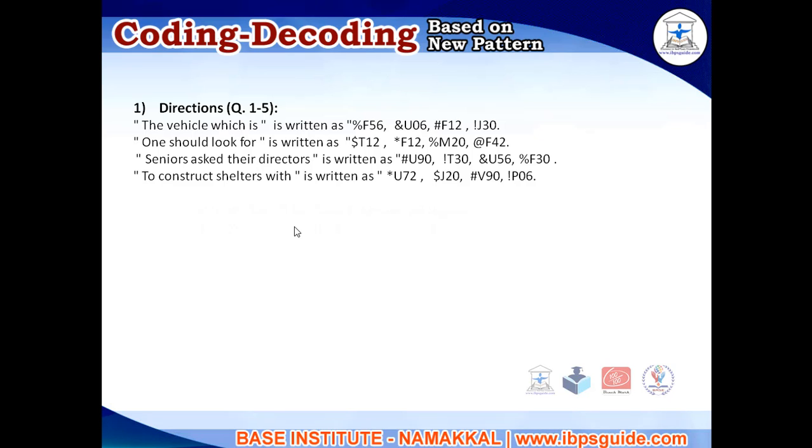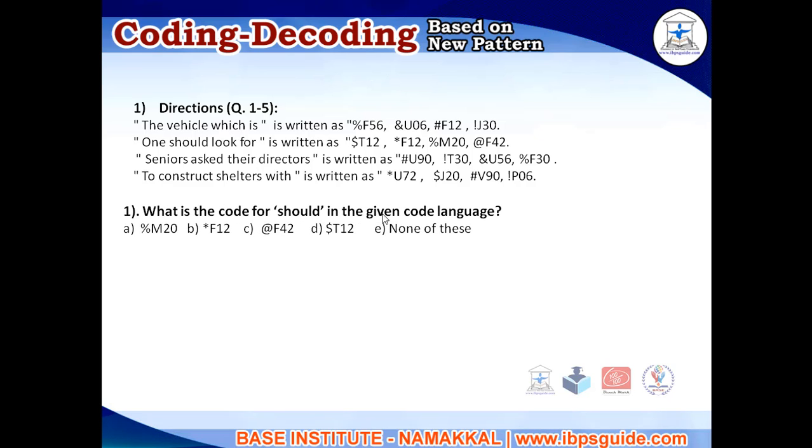In the first question, what is the code for "should" in the given code language? Guys, from the above coding logic, we get the solution: "should" is a 6-letter word, so 6 into 7 is 42. And in the last letter, D is a consonant, so the second letter from D, we get F. So the answer would be option C, that is F42. Okay guys, let's move on to the second question.